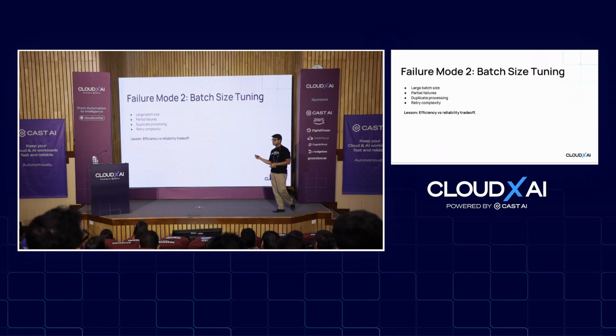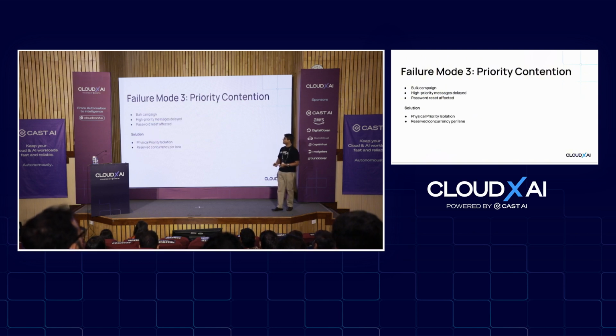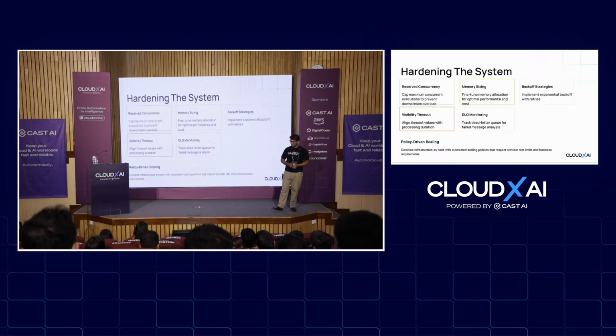And that's where I said efficiency and reliability. These are the trade-offs that you have to make. So you have to fine tune what the batch size is that we have to handle. And this one I talked about, where there was contention in the priority. So we had to have queues very specific to channels with the right priority. And then of course we did a lot of other hardening.